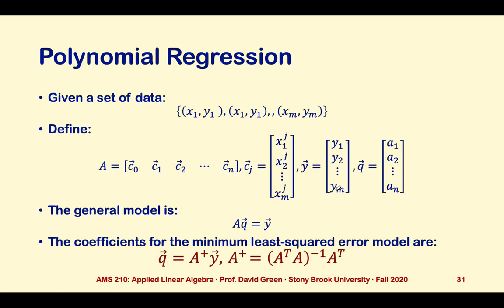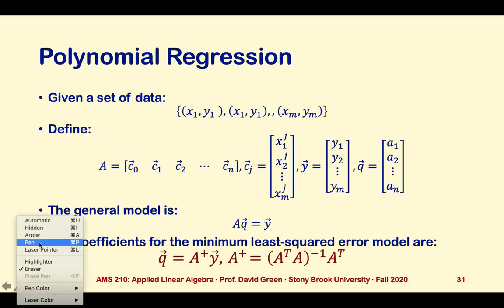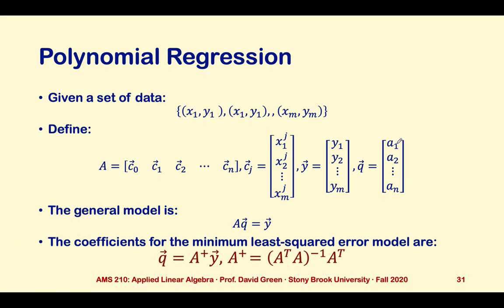We define a y vector that has all of our y variables. Of course, these have to be the same number of rows because they're from the same set of data. And then we define a vector q that has all of the coefficients for our fit. And here, actually, I should have started this at 0, and gone to 1, and gone to n here. Okay.